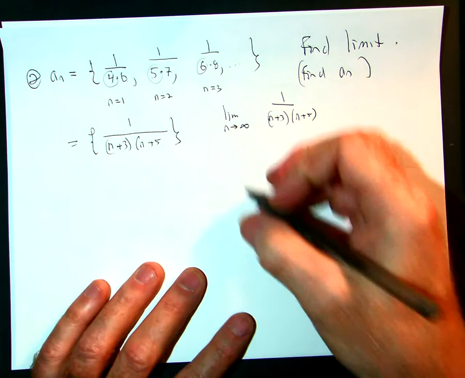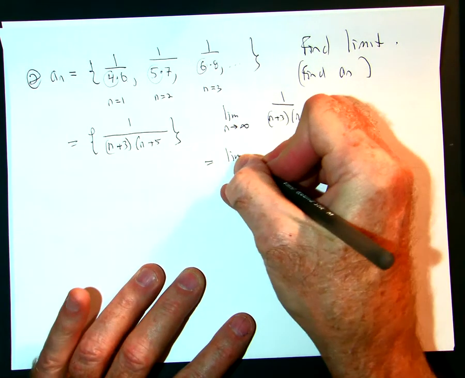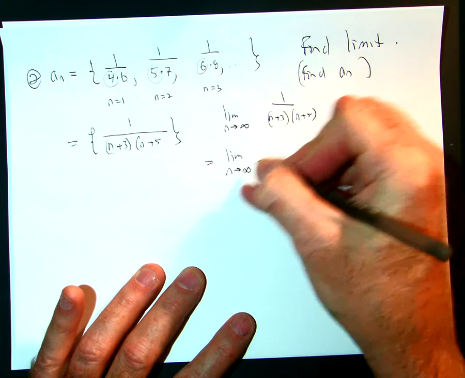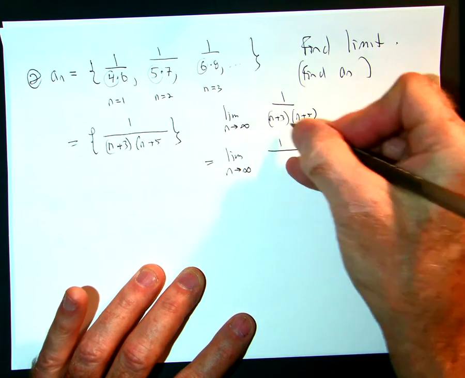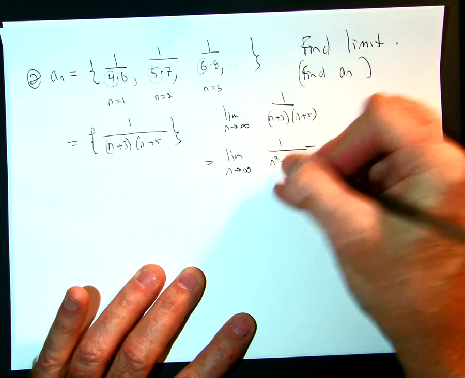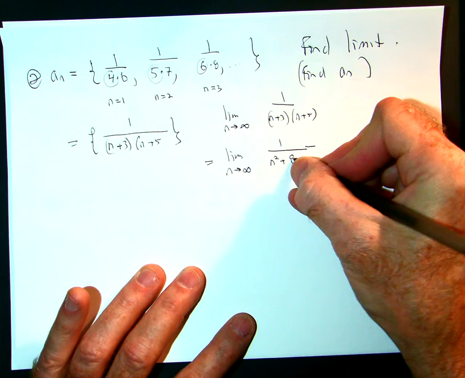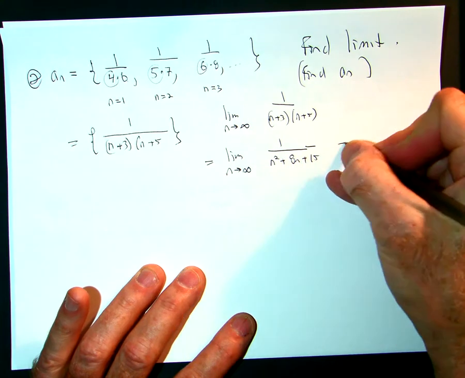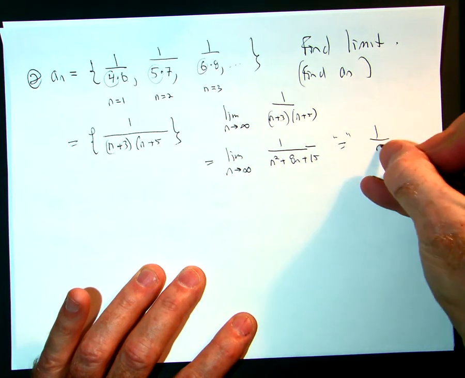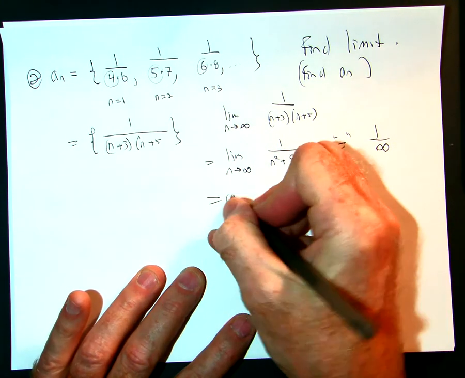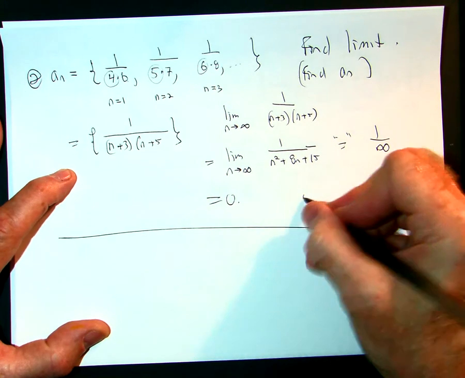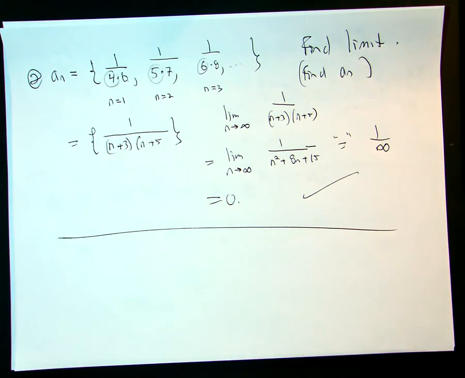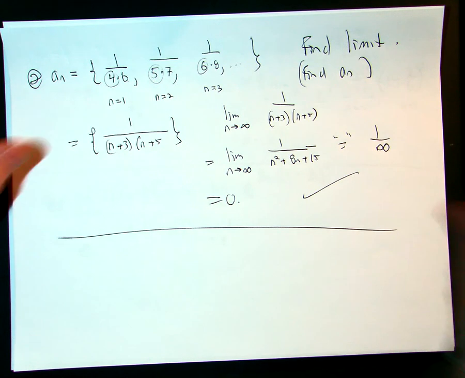and you can see that this limit is going to be 1 over an n squared term. So I FOIL this out, I get n squared, 3n, 5n, 8n, plus 15. Well, that's going to be clearly 1 over infinity. So this limit's going to be 0. Okay, again, I'm not using the limit definition here. We don't need to use that definition. I'm just doing it the old-fashioned way.